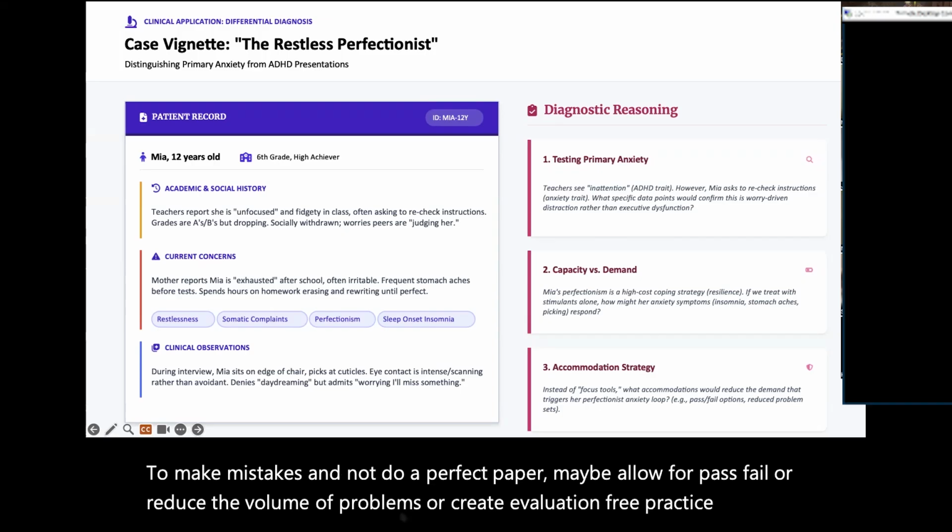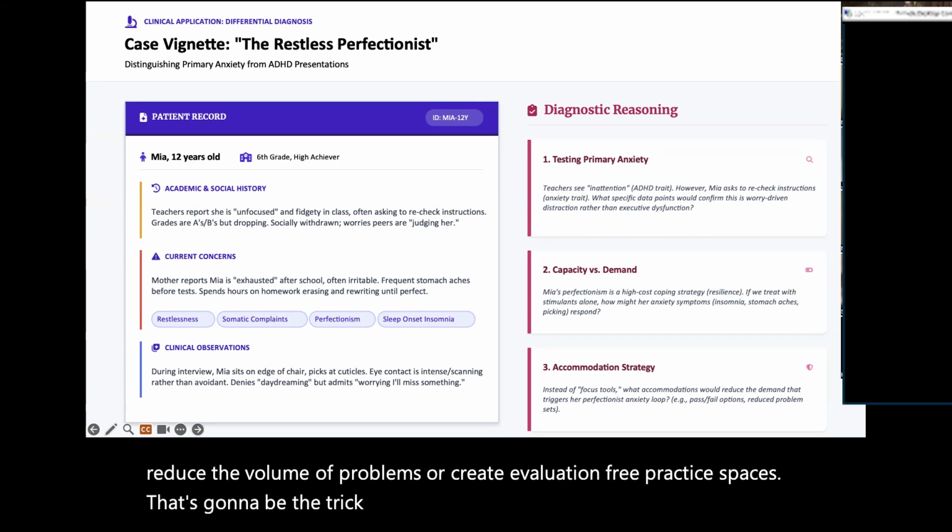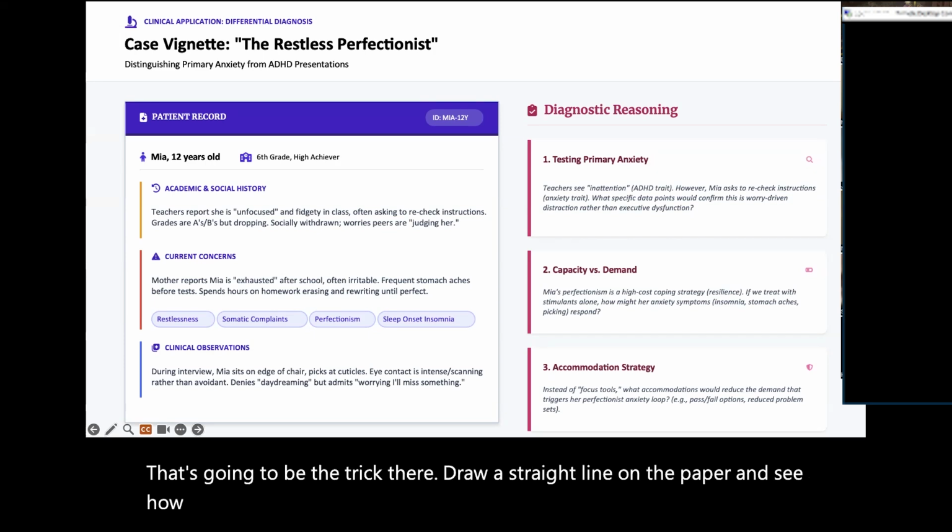That's going to be the trick there. You know, draw a straight line on the paper and see how long it takes them to fall apart. And then you have kind of a tell there.